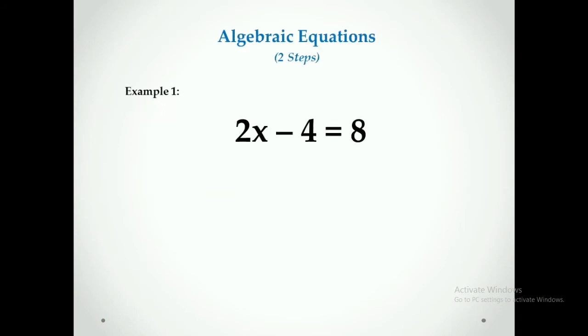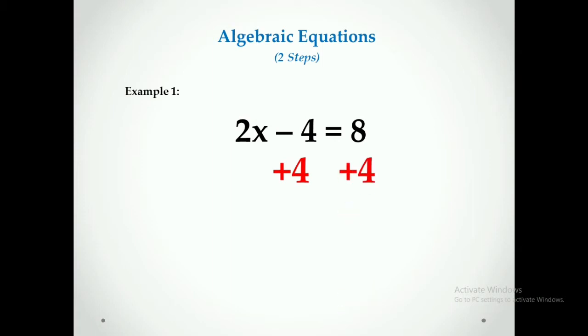Alright, so here we have 2x minus 4 equals 8. Since we want to get x by itself, we realize that x is being multiplied by 2 and then 4 is being subtracted from that. So we have to first undo addition or subtraction. In this case we're subtracting 4, so we have to do the opposite of subtracting 4, which is to add 4. So if we add 4 to the left, we have to maintain a balance, so we have to add 4 to the right as well.